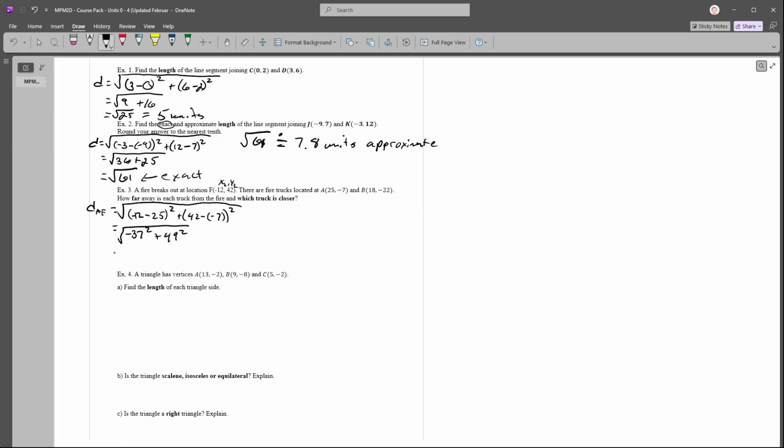That's okay. When we do the math here, we end up with the square root of 3,770 units. We don't have a measurement, so that's what we're going to work with. So that's the first one.